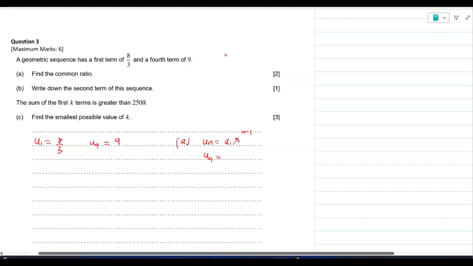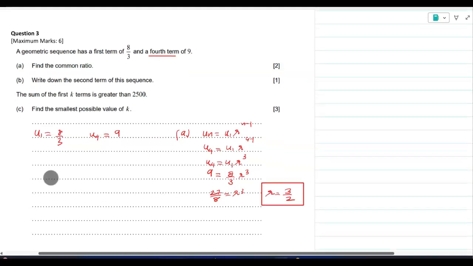Substitute. So U4 is equal to U1 r to the n minus 1. So n minus 1 is 4 minus 1, that's 3. U4 is U1 r cubed. So U4 is 9. How do you know n is 4? Because it's the fourth term, so n is 4. If you solve this, you'll get 9 times 3 is 27 over 8, equal to r cubed. So r is equal to 3/2. You use your calculator.